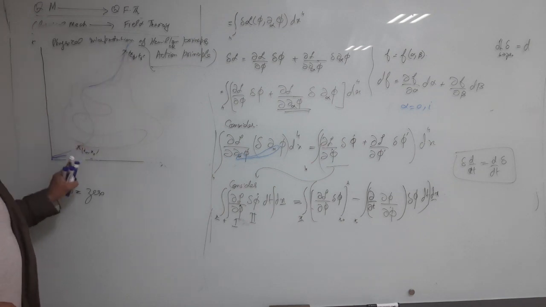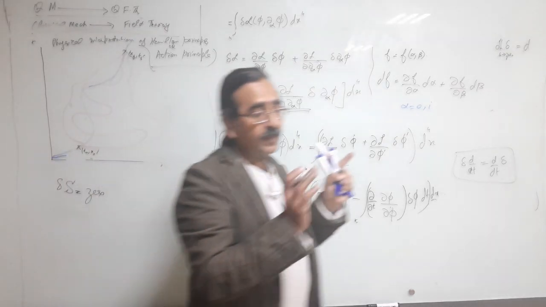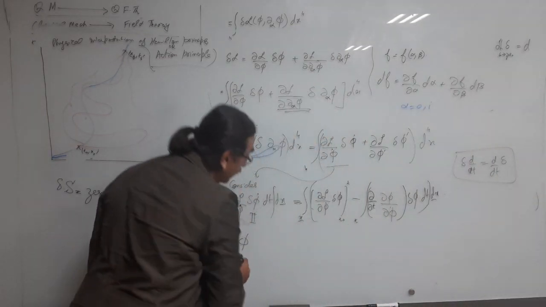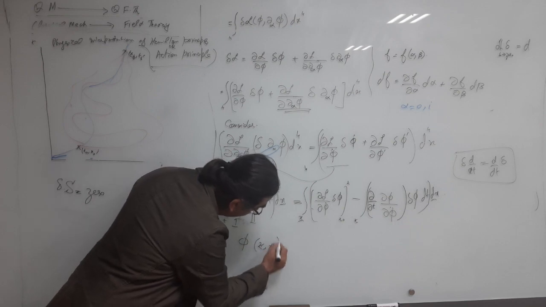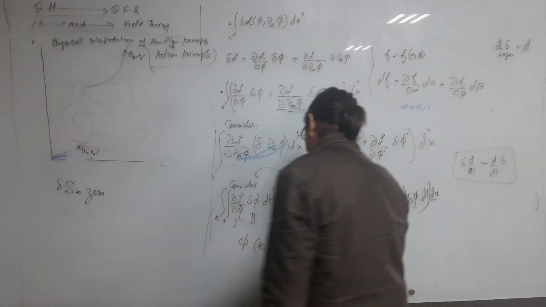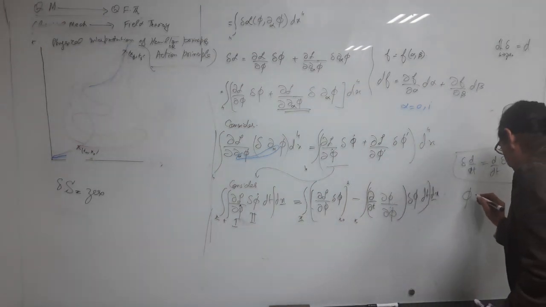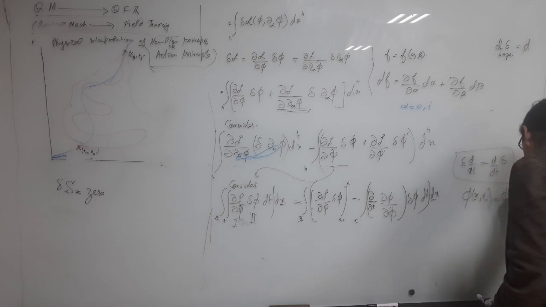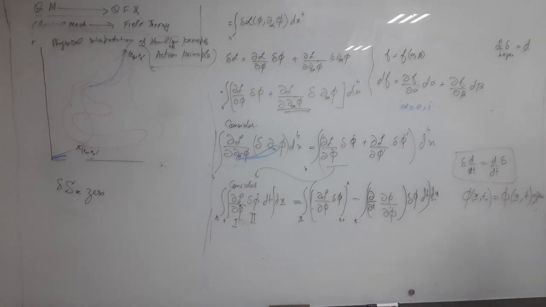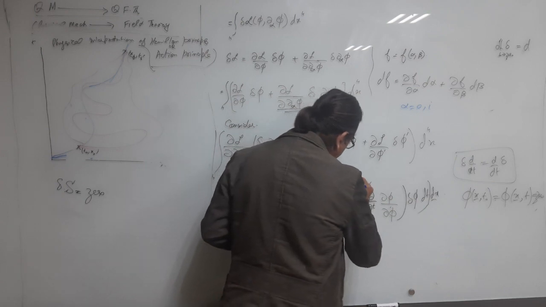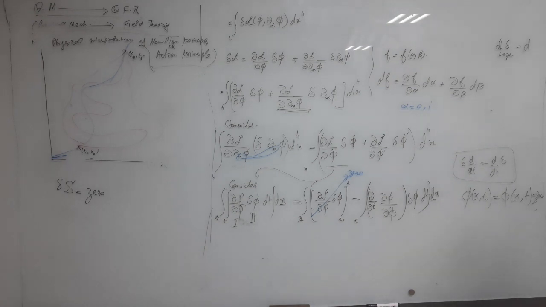The variation at the initial value and at the final value is locally zero. Phi x at t naught initially, and phi x at t final. Both are 0. Initial and final 0. So this term becomes 0.